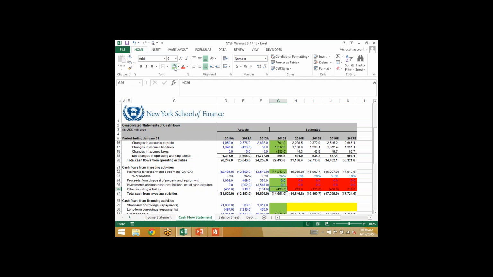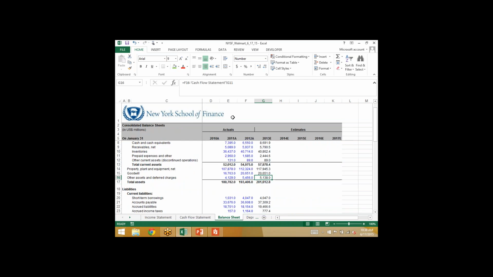And then we have this other investing activities. Where do you think this would go? What could it be? Probably other assets. Other investing activities is investing in securities. If you invest in securities, it should go into an asset account that's called securities. There is no asset account that's called securities, so it's got to be other assets.